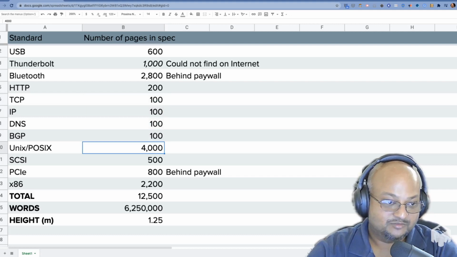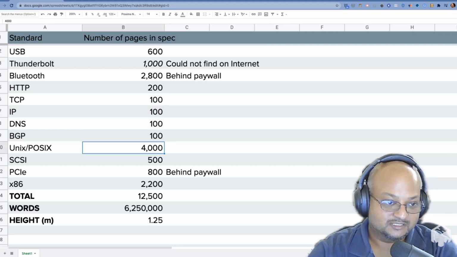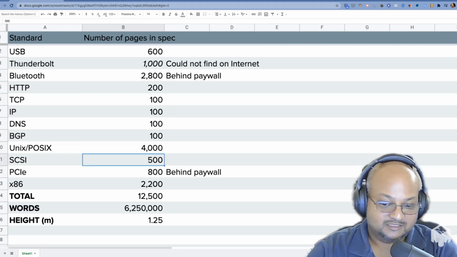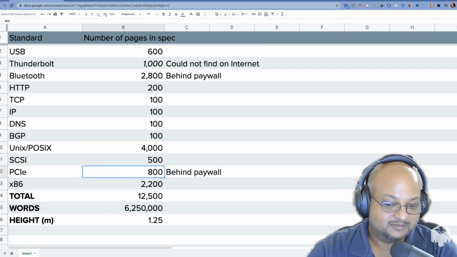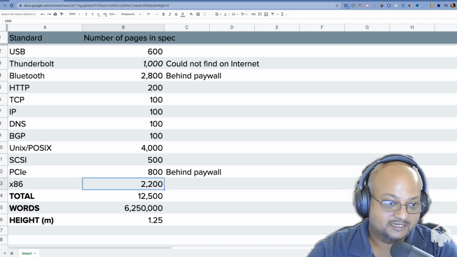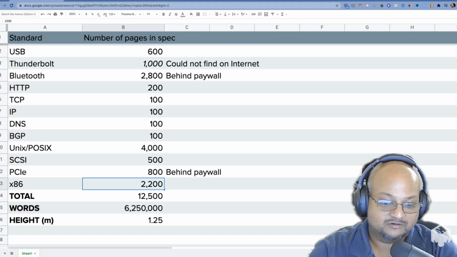This brings us to POSIX. The POSIX spec is astoundingly large. It's 4,000 pages. This describes all the system calls and some of the very basic system utilities as well. Going down into hardware, the SCSI spec is about 500 pages. The PCI Express spec is around 800. And that brings us to the x86 instruction set architecture, which is about 2,200 pages.